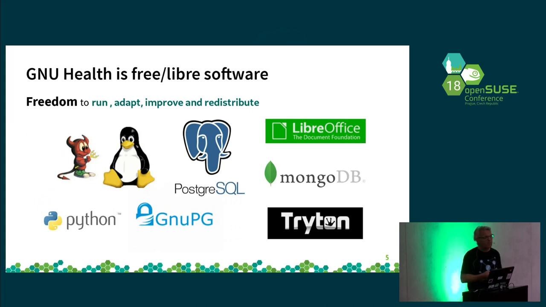We have LibreOffice for output. The Tryton ERP framework is the ERP backend on which GNU Health is built. LibreOffice, as I said, is for the output. GNU PG, we're using, for example, for the digital signature of prescriptions or birth or death certificates or something like that. And as a good free software system, it is running on the leading free systems like FreeBSD and GNU Linux.